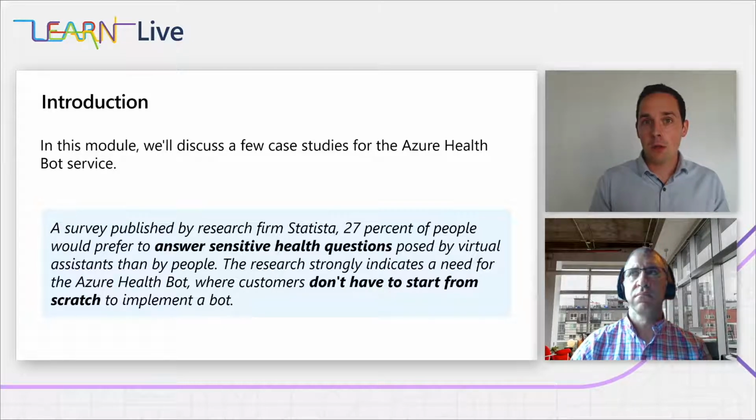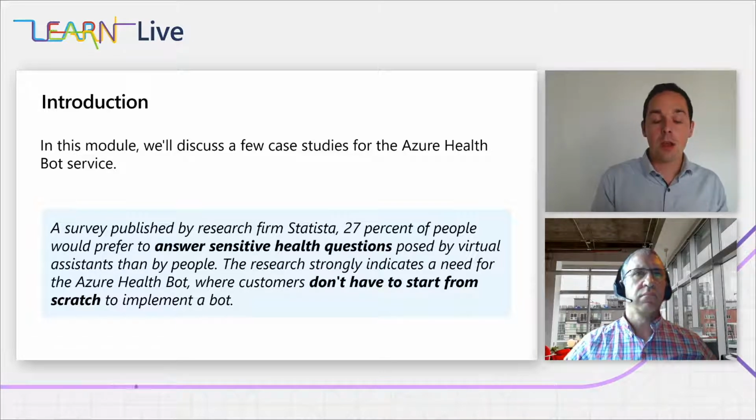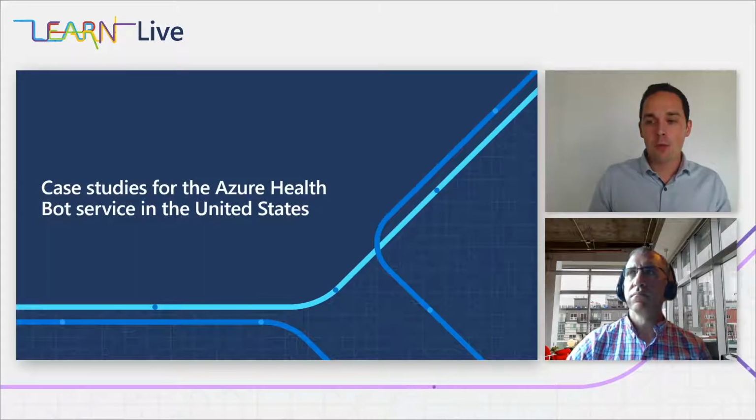You can start small and at your own pace. We have some customer use cases where they went on a journey from a simple static bot to a really interactive, intelligent bot. And we will cover different kinds of use cases, such as triage, localization, or healthcare intelligence. So without further ado, I'm going to give the word to Gregory. He will cover the case studies for the Azure Health Bot service in the United States. Gregory, over to you. Thanks, Bert.